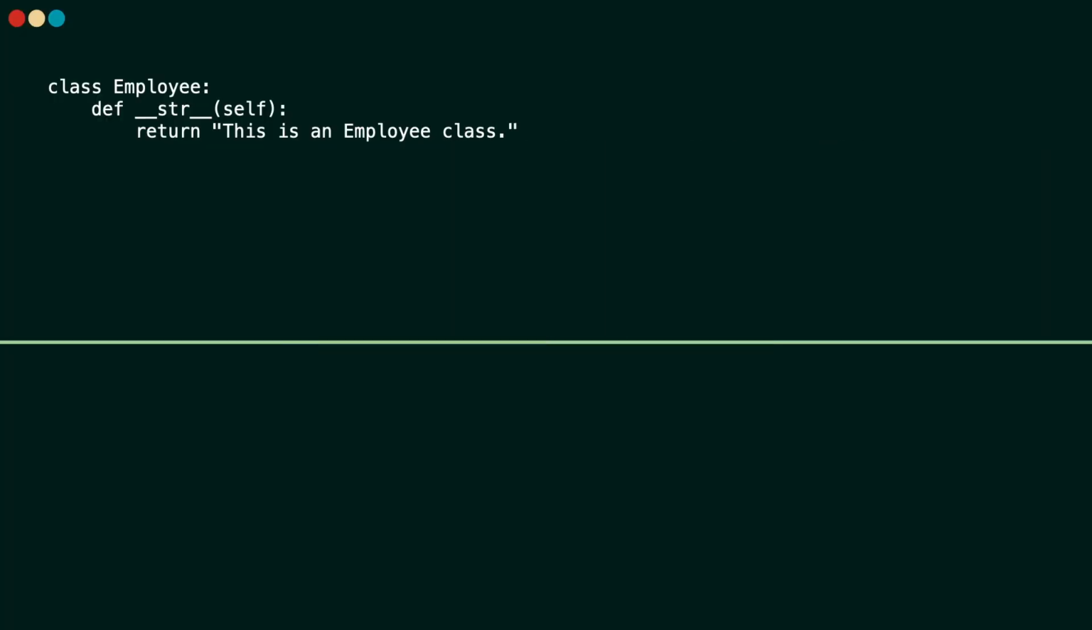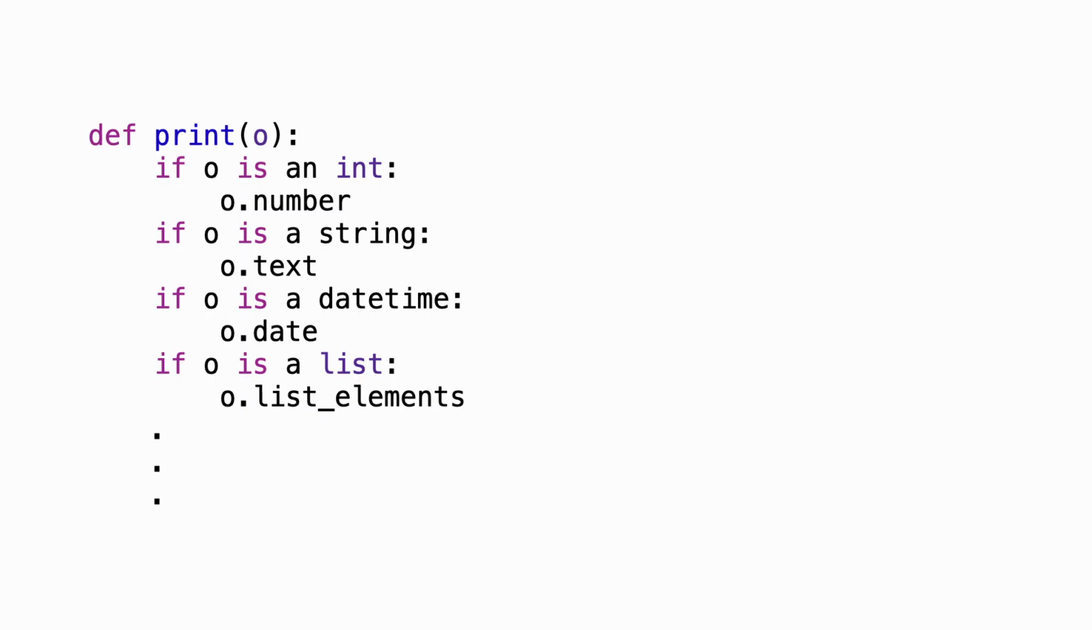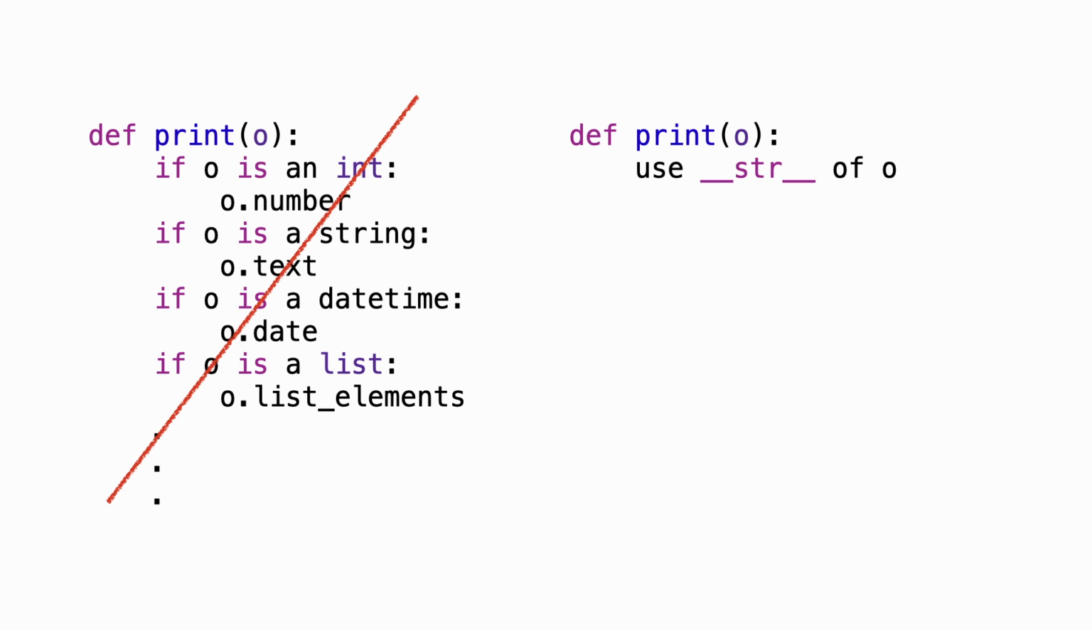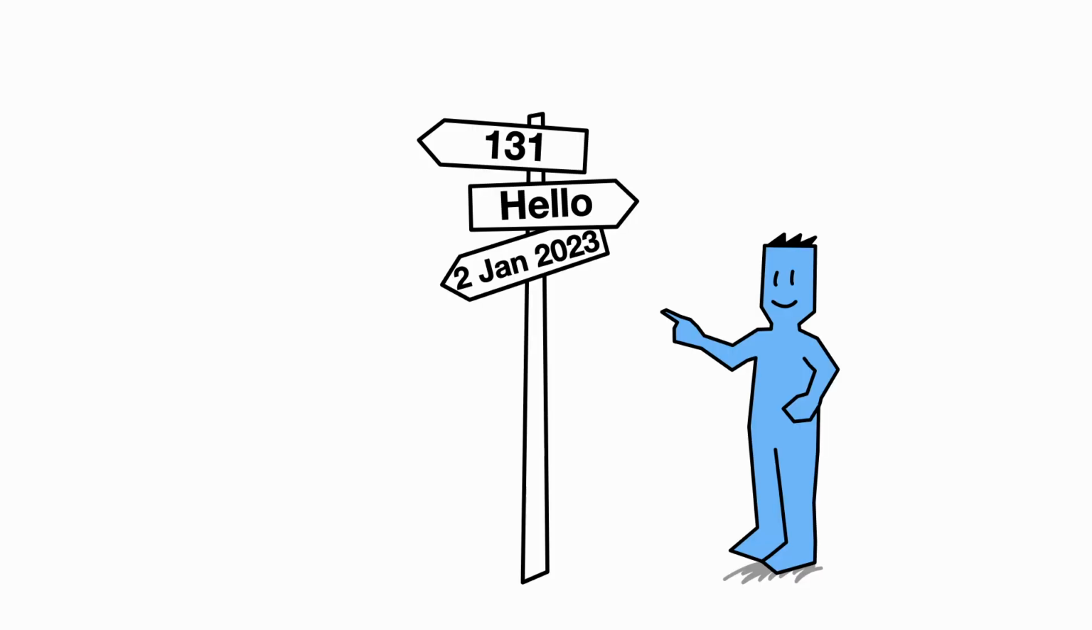To override dunder str, implement the method in the class. I create an instance of Employee and print it. Here is the result. Isn't it great that the print function knows nothing about Employee classes and still does the correct thing when printing an employee? Thanks to polymorphism, the print function does not need any type information and can just call the object's dunder str. Each object can decide what printable string to return.